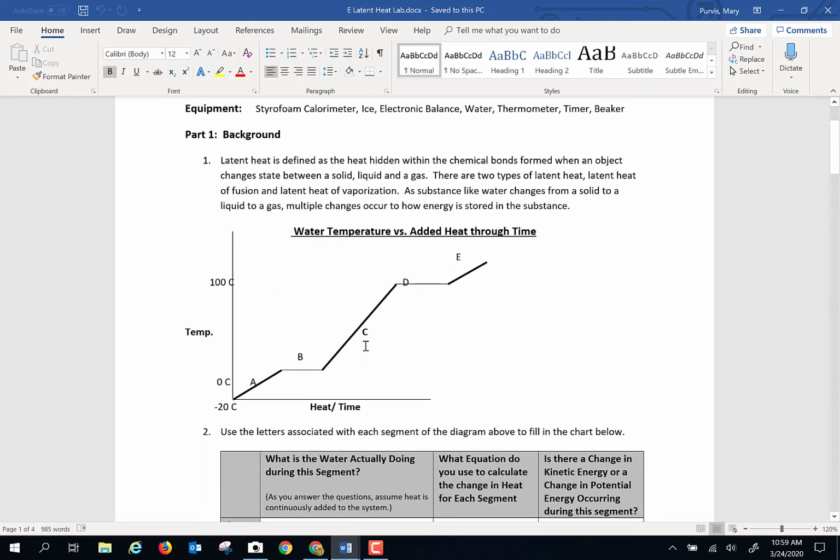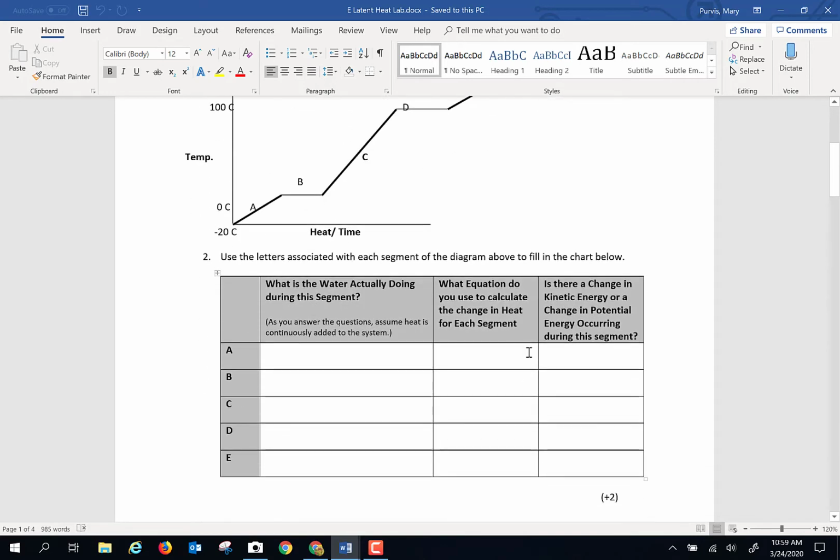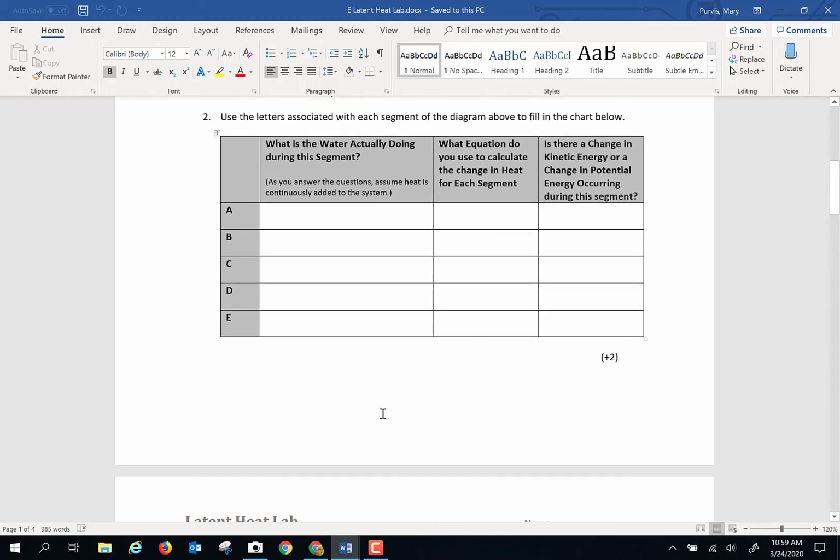This graph is important when we talk about latent heat, and there's going to be a whole lecture on this, so I'm not going to go into it right now. This chart, I'm going to ask you to fill this in to bring these ideas forward in your brain.